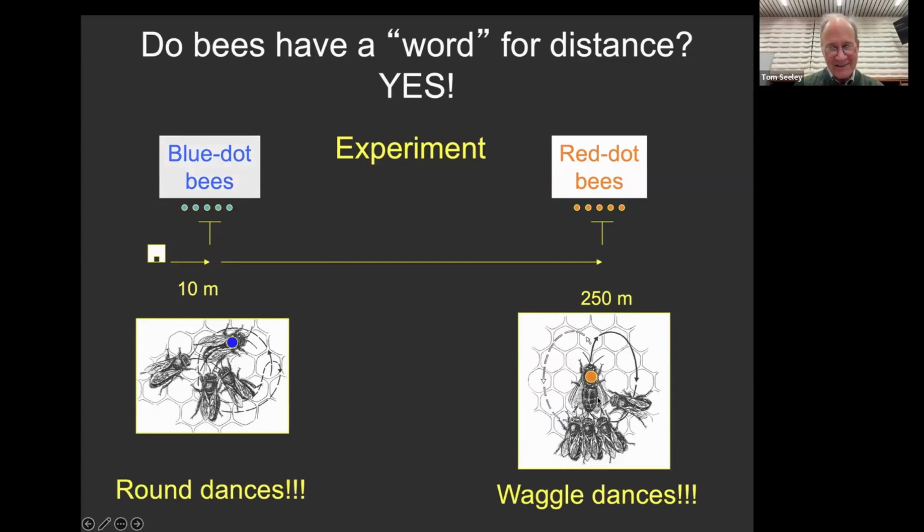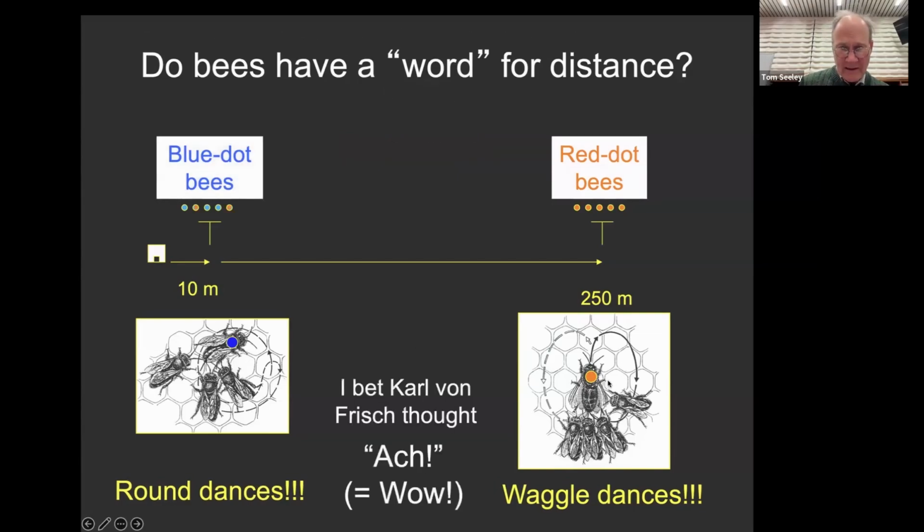And he wrote in one of his books that it was like the scales fell from his eyes, as if he had had vision problems. And now he could see, oh yeah, these two dances, they're both recruitment dances, but it's a matter of distance. The difference is this advertises a nearby source, this a more distant source. It's not that this one advertises pollen, this one advertises nectar. I bet von Frisch thought, ah, German for wow. Ooh, I get it now.